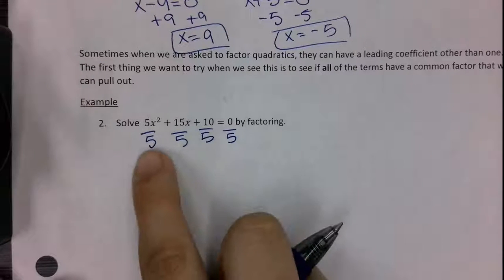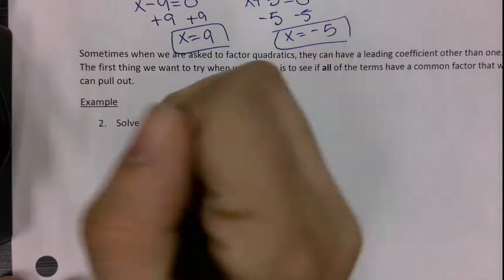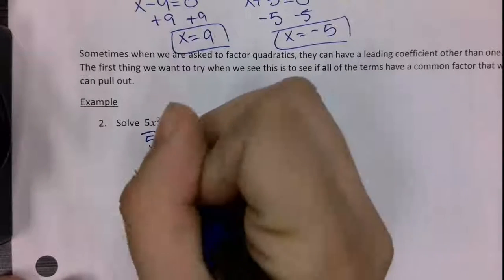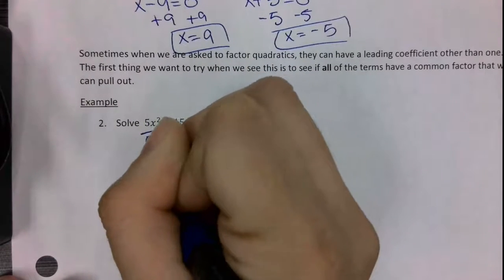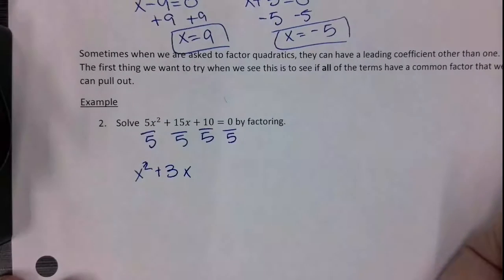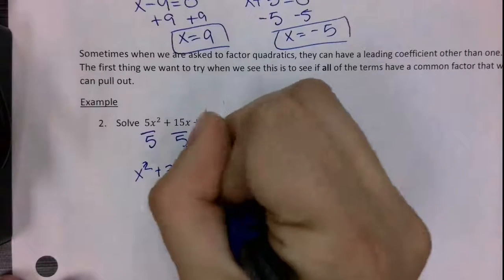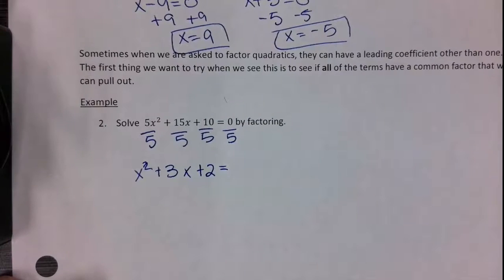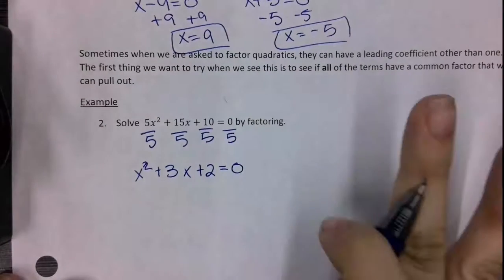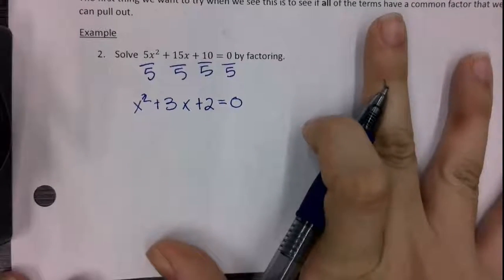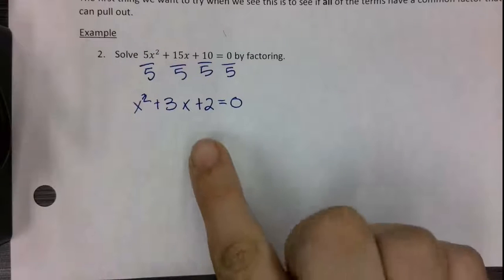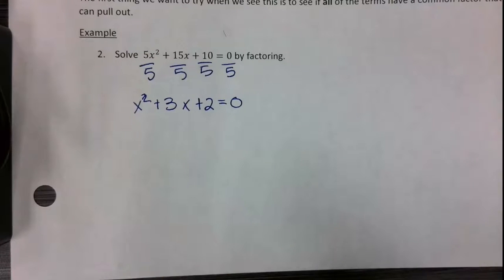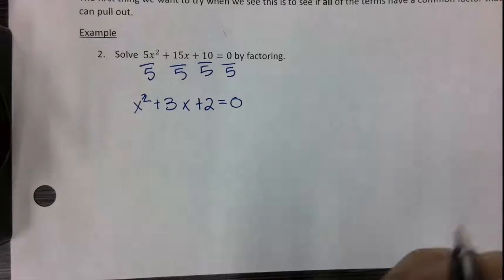Okay, so on my first term, what do I get? Okay, and then 15x divided by 5 gives me 3x, and 10 divided by 5, 2. 0 divided by 5, 0. Okay. Then I'm looking for what multiplies to 2 and adds to 3. 1 and 2.